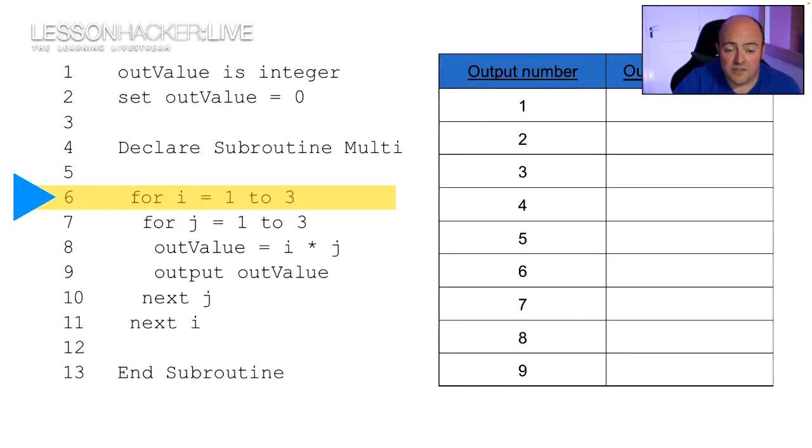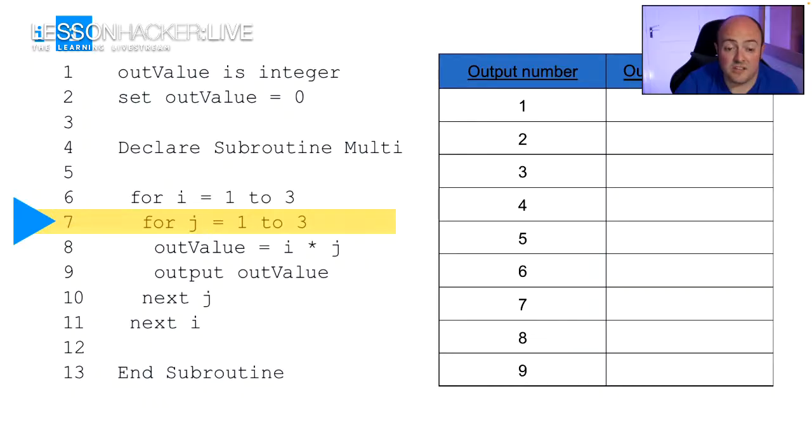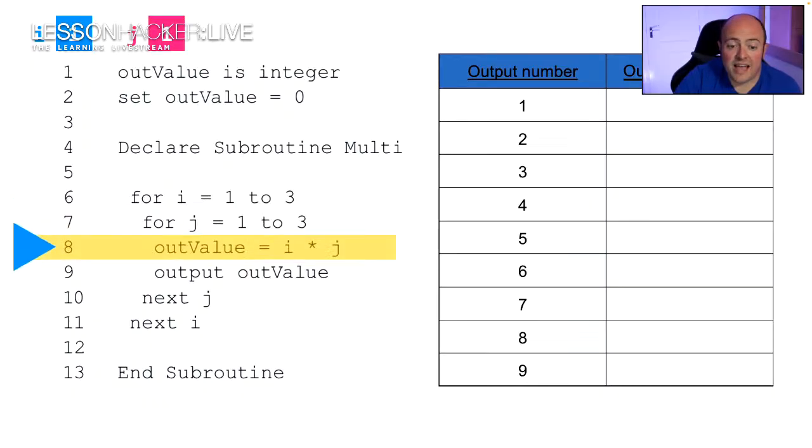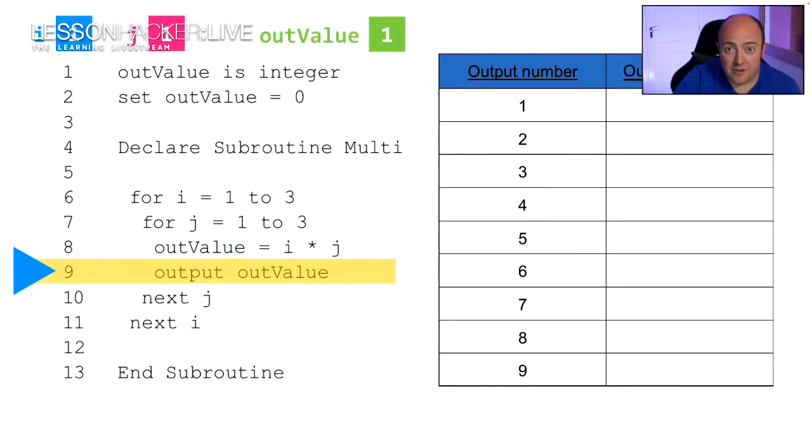If we start at the start of the loop, we're going to make I set to 1. So let's bring I in. Now, every time we come up to this part of the loop, we're going to increase that one more time. So we've got I as 1. The next line is we're starting another loop with J. J is going to start at 1 and go up to 3. We're going to work out the output value, which is I times J, which is 1 times 1, which is 1. Then we output the value. And when we output it, it's going in that column. So 1.